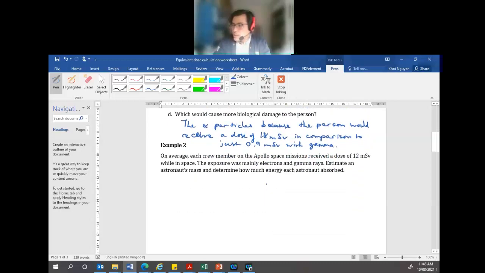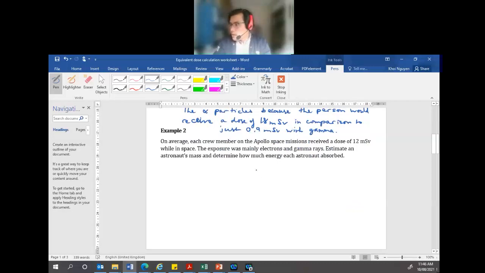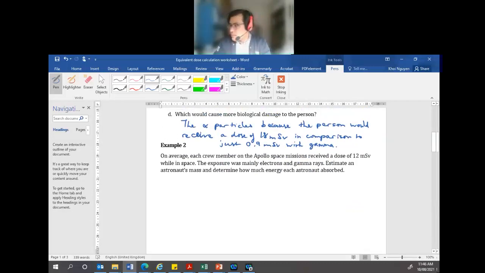Okay. Then example 2 here. So on average, each crew member on the Apollo space mission received a dose of 12 millisieverts, while in space, the exposure was mainly electron. Now, if you remember, electron, that would be beta. Okay, fast-moving electrons would be beta radiation, and we also have gamma radiation as well. So estimate the astronaut mass and determine how much energy each astronaut absorbed.